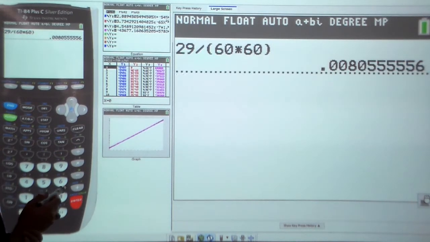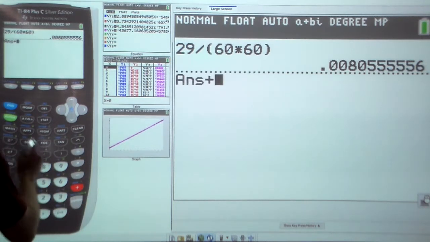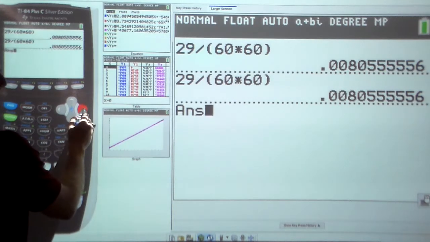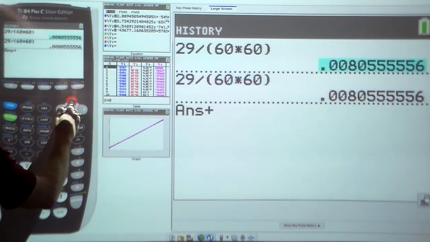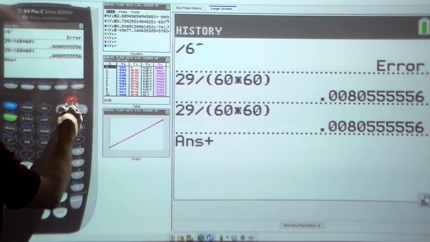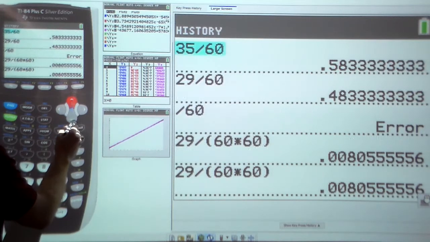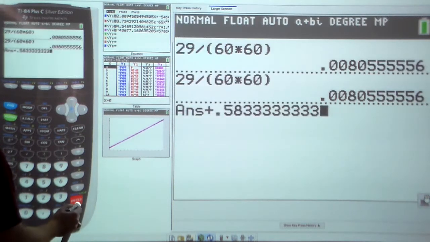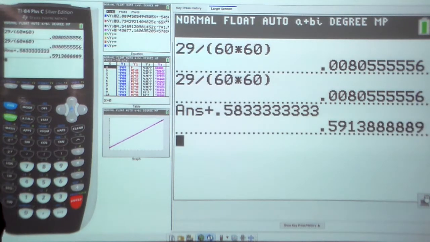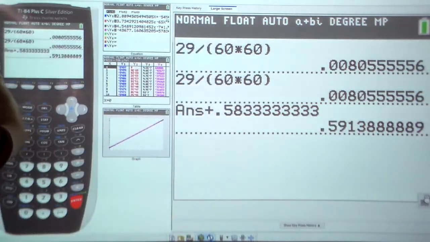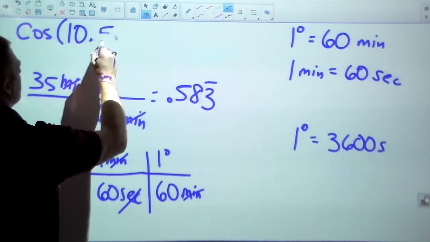So about 0.008, and I'm going to add that to the answer I already got. And I'm going to take that and just do it in the calculator now. I'm just going to add that to the answer I got earlier, so I'm going to scroll up till I find my 35 divided by 60, which probably I could do just as fast typing it in, but there it is. And add that together, the result is 0.5913, 8 repeated. So I'm going to go 3 decimal places here, so 591 should be good enough. So 0.591.